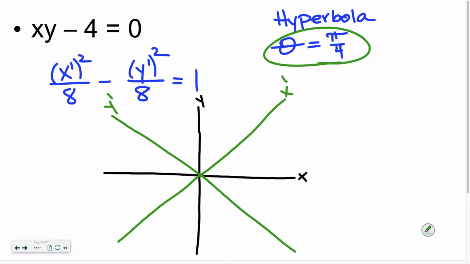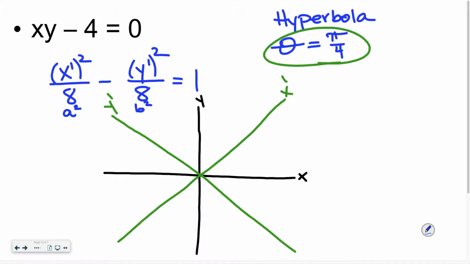So notice how our equation is in terms of x prime and y prime, and we've drawn x prime and y prime axes. Okay? So on the x prime, y prime plane, what kind of hyperbola do we have? Vertical or horizontal? Horizontal. Thank you. The x squared is the one that's positive. We have a horizontal hyperbola, where a squared is 8 and b squared is 8.